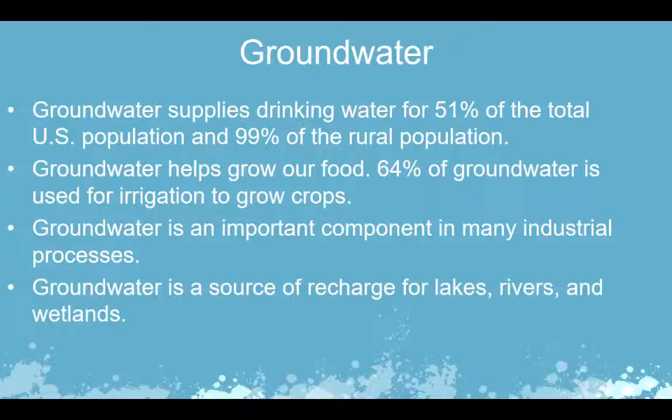64% of groundwater is used for irrigation to grow crops. And it's an important component in many industrial processes. A lot of power plants and facilities and factories use groundwater to help provide the water they need to perform tasks in the factory. Groundwater is also a source to recharge lakes, rivers, and wetlands when those surface waters are being depleted, which is becoming an increasing problem, as we saw in our case study, due to climate change leading to increased evaporation of those surface waters due to a changing albedo effect. So we've got to keep that in mind as well.